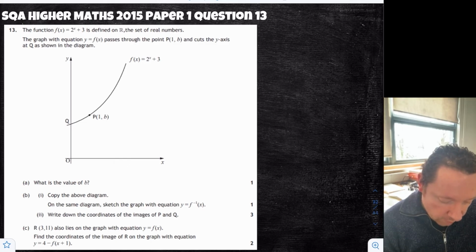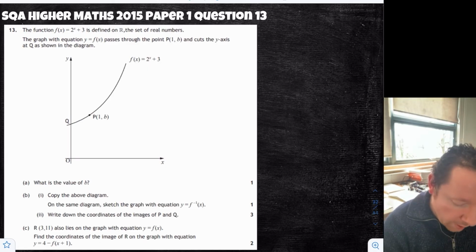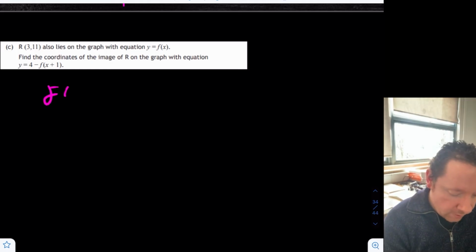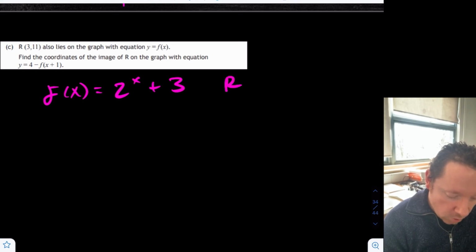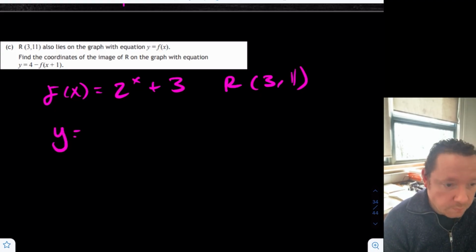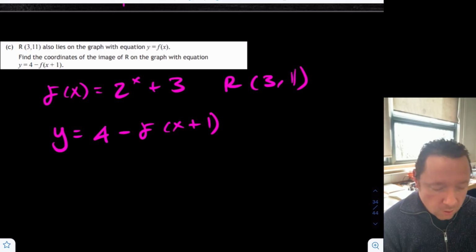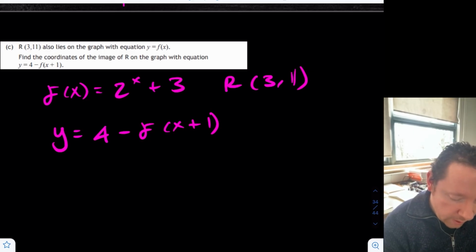Find the coordinates of the image of R on the graph of equation y equals 4 minus f of x plus 1. So writing down f of x again, f of x, remember, was 2 to the power of x plus 3. And we know that R lies on this, which is (3, 11). So our new equation is y equals 4 minus f of x plus 1. So what does that mean? Well, let's just take a few notes.